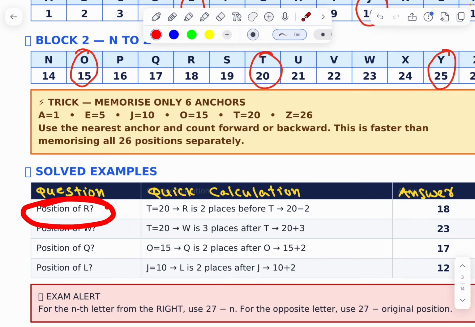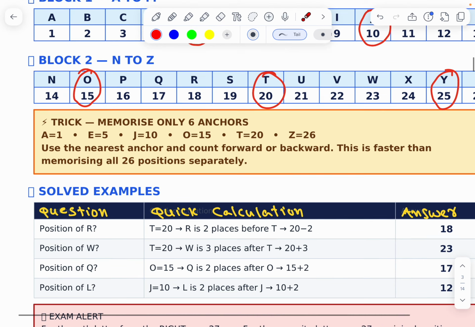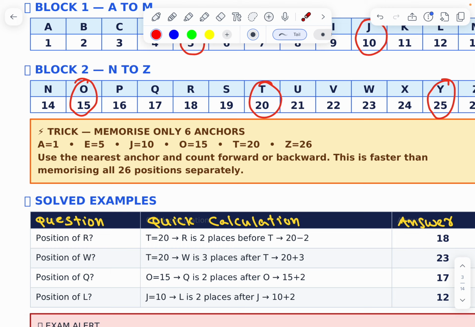I am giving one most important example. What is the position of R? You have two methods. The first one is the counting method: A, B, C, D like that. Otherwise, a simple short trick. Position of R: this is T20. T is 20, therefore minus 2. Therefore, R is equal to 18.